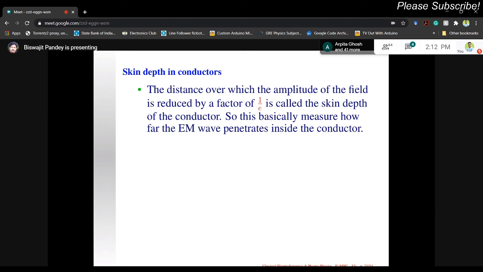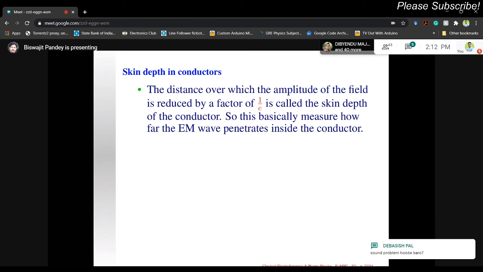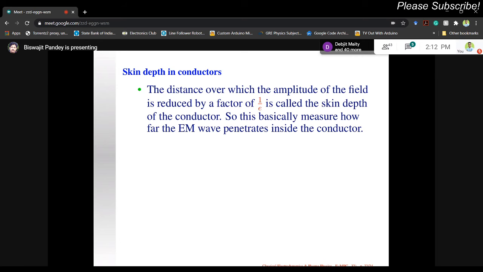So what is skin depth? Because of the presence of the exponential factor, we define it this way: the distance over which the amplitude of the electric field is reduced by a factor of 1 by e, that is roughly 0.367 times the original, is called the skin depth of the conductor. This basically measures how far the electromagnetic wave can penetrate inside the conductor. The electromagnetic wave inside a conductor gets damped away. The amplitude changes as it propagates through the conductor. It decays away, and how fast it decays depends on the value of the skin depth.